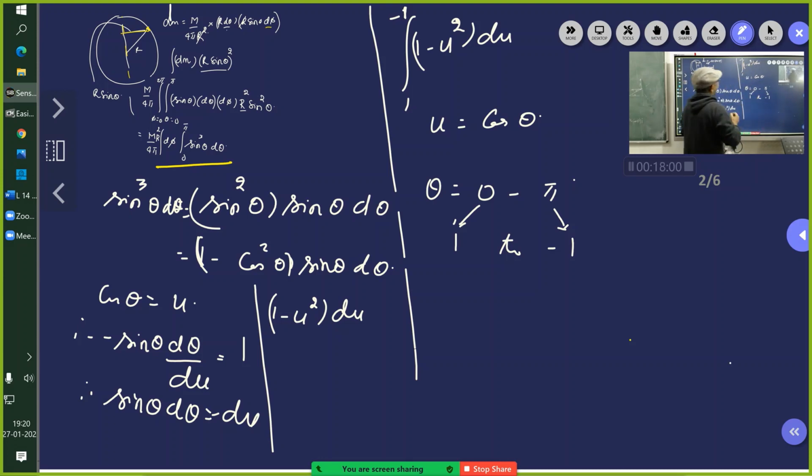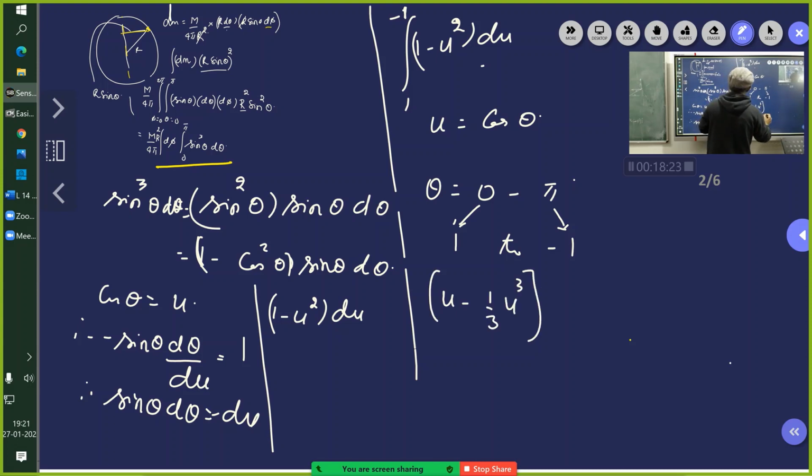Well, you integrate this. If you integrate this, what do you get here? Integration of 1 minus u square du in the limits gives u minus u cube by 3. Correct? Now put the limits as 1 to minus 1. So minus 1 minus 1 by 3 u cube. u cube will again give you minus 1, so this will become plus.